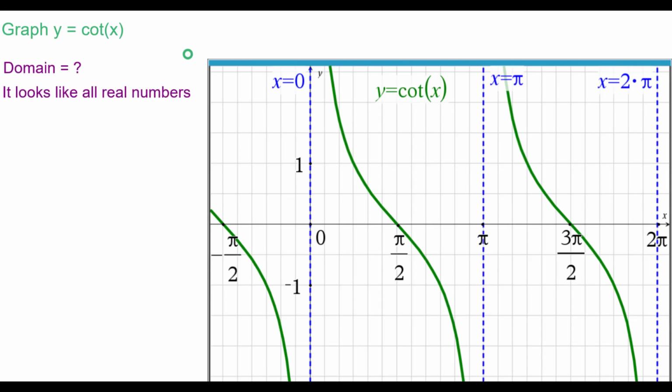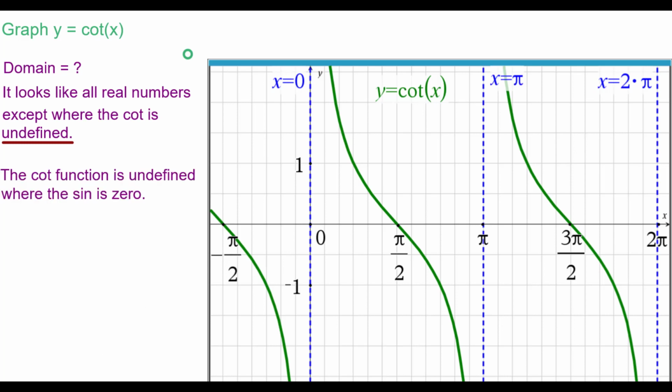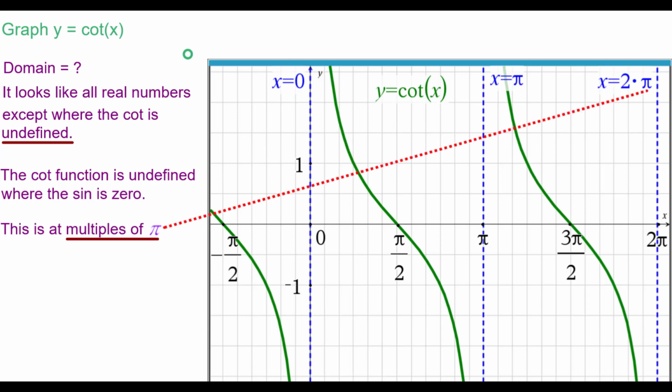The domain, well, it looks like it's all real numbers, except where the cotangent is undefined. The cotangent function is undefined where the sine is 0. This is at multiples of pi. For instance, 0 pi, or just x equals 0, x equals 1 pi, x equals 2 pi.